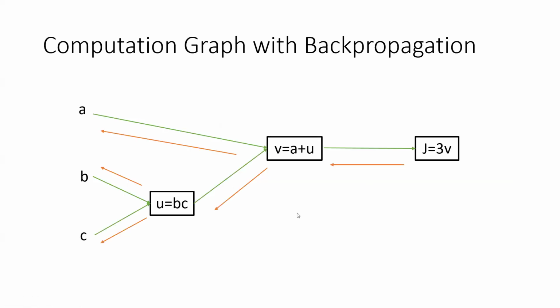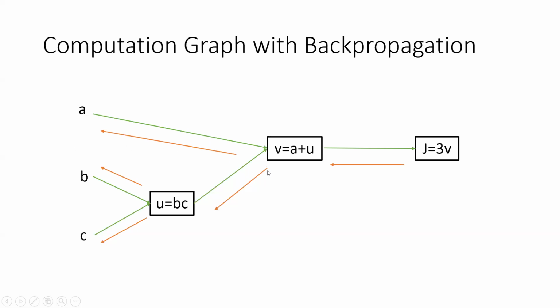In the green arrows, you can see how the computation happens in which direction. You start from A, B, C and calculate U, then V, then J, and so on. But when it comes to updating the values for each of these parameters, you have to start from the last node, the J node, and go in the red arrow direction. Then you go to this node, and from this node you go directly to the A node.